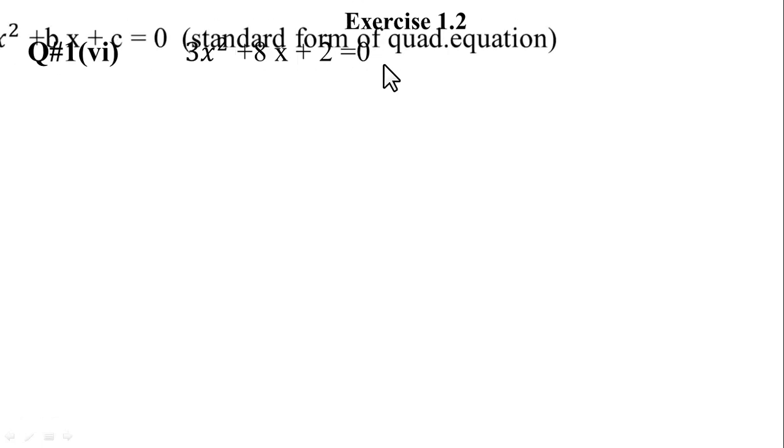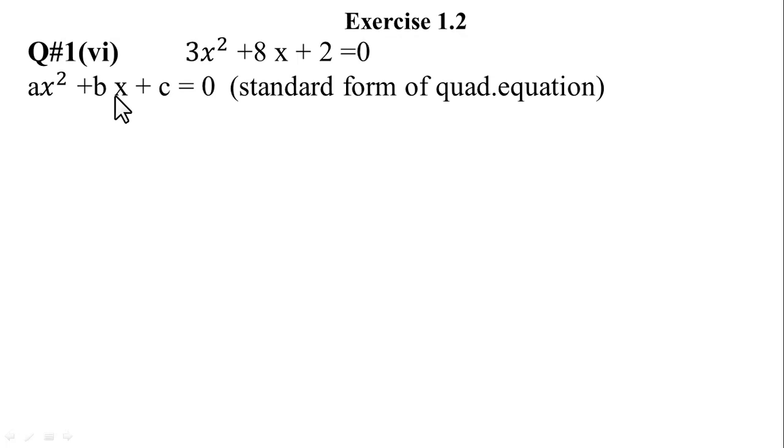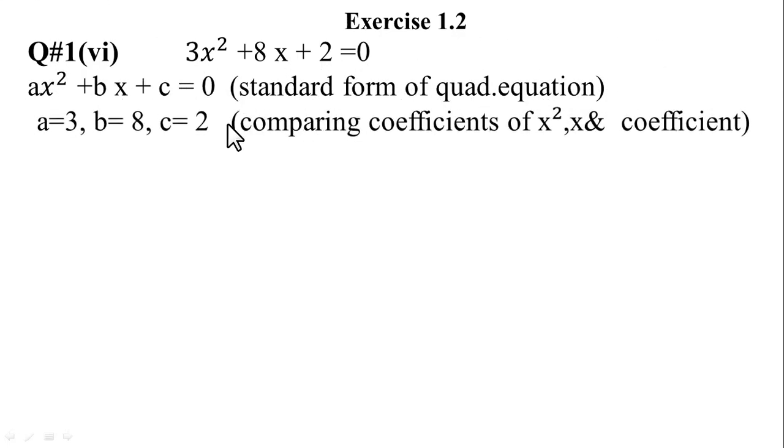Now we will move to question number 1 part 6. Given equation: 3x square plus 8x plus 2 is equal to 0, and the standard form of a quadratic equation is ax square plus bx plus c is equal to 0. Now comparing the coefficients and finding the values of a, b and c, comparing the coefficient of x square, x and the constant term, a is equal to 3, b is equal to 8 and c is equal to 2.